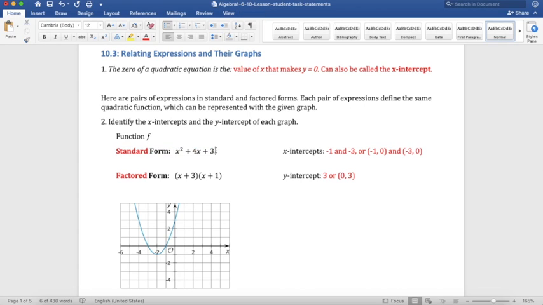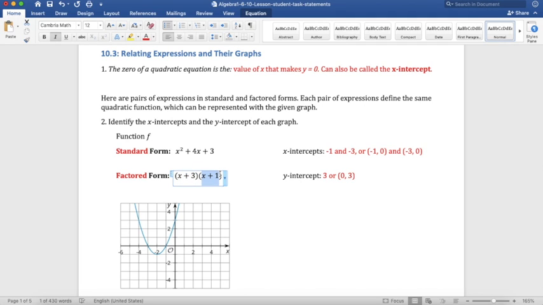So we also learned about last week how standard form of an equation was written just as a sum or difference. So x squared plus 4x plus 3 is standard form. Highest exponent first, lowest exponent last. Then factored form was written below. And that was when we had it written out like a big multiplication problem. So x plus 3 times x plus 1.